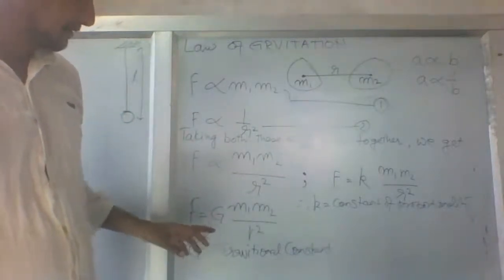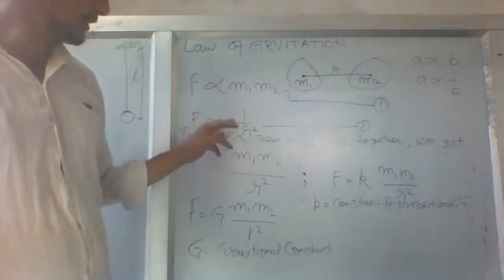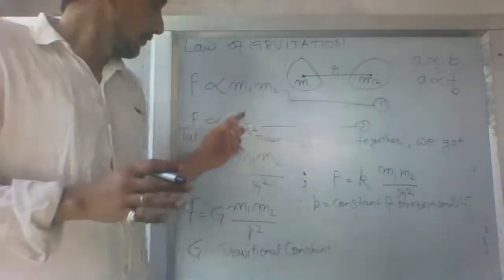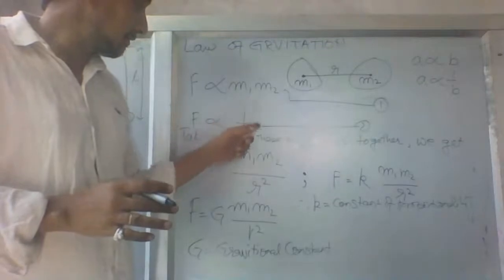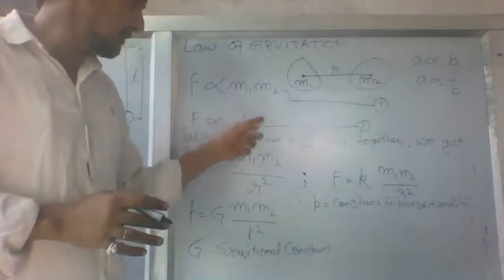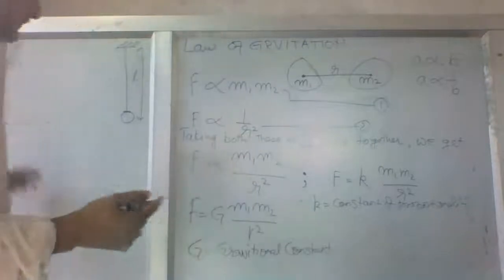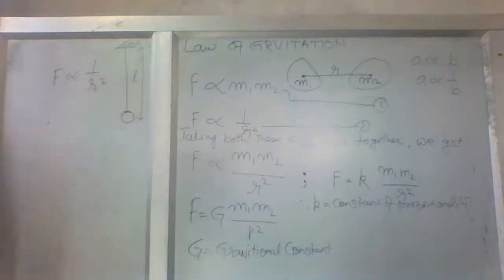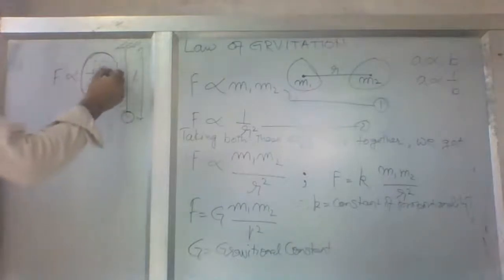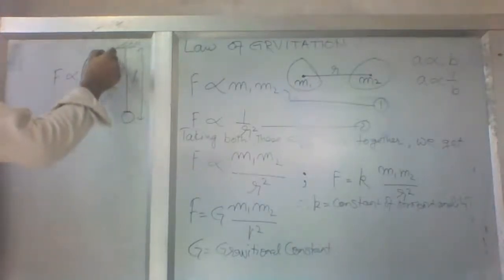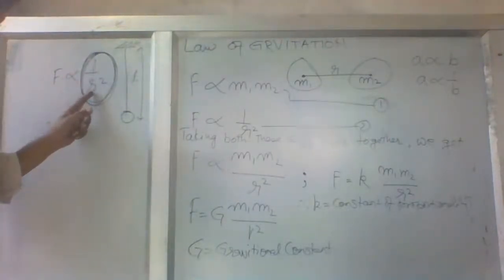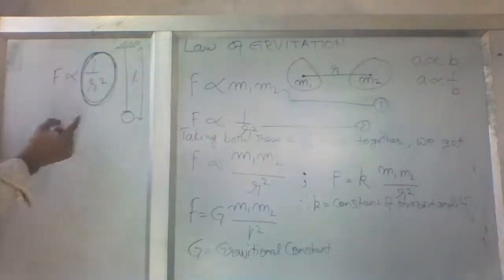What is that important fact? This is a very, very important fact, one of the most important facts here. What is this? F is proportional to 1 upon r square. This whole concept is very important. 1 upon r square, inverse r square. This is called the inverse square law.